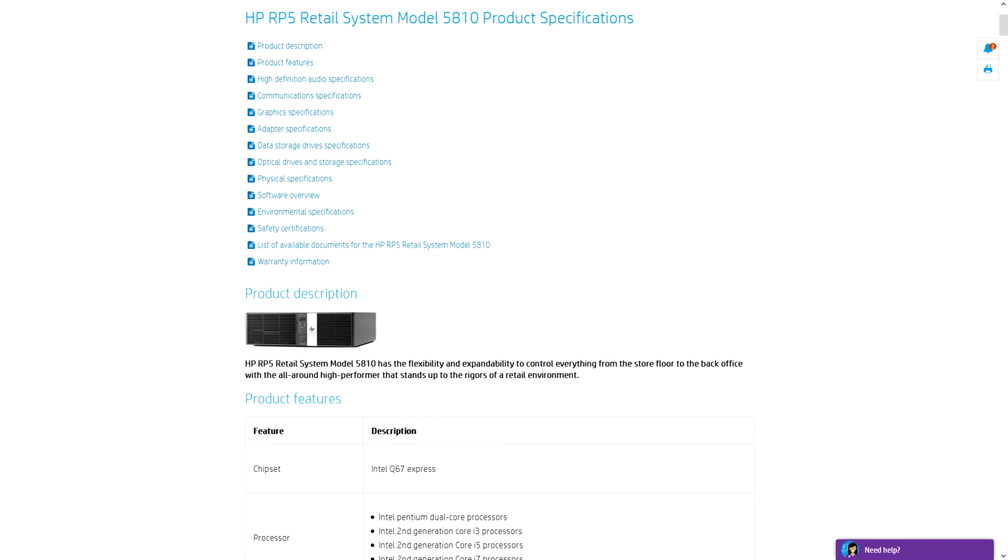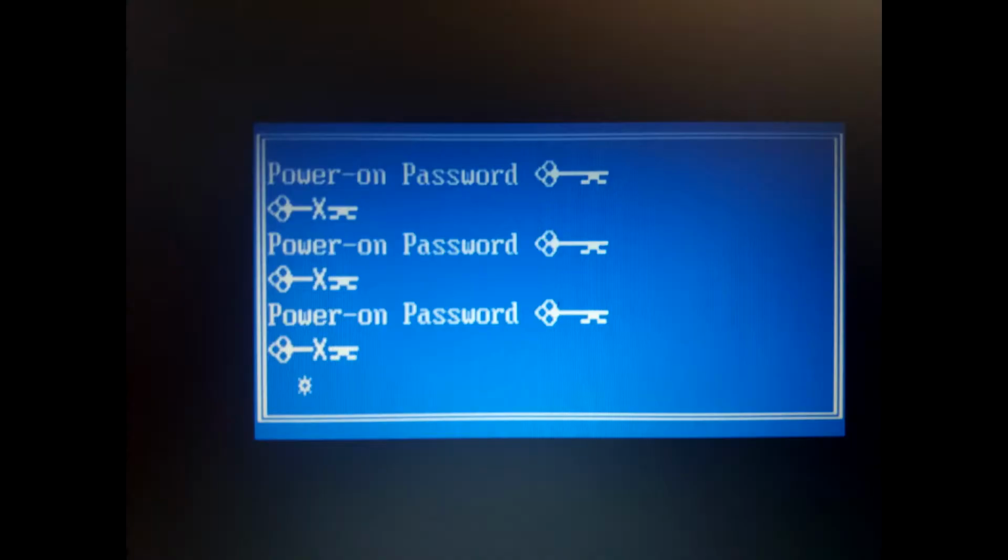Hey guys, just a quick video because I didn't find any of these online. At work, sometimes we get batches of computers from refurbishing companies. Among one of those, there was a computer, an HP RP5810, which had the startup password, so we couldn't boot without inputting the password, which no one knew.